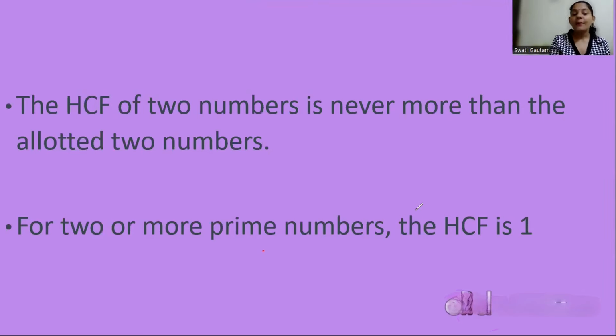Next point is very, very important. If we are talking about prime numbers, which come in the table of themselves only, suppose I am taking prime numbers 2 and 3. These are prime numbers because they are not coming in any table except themselves or 1. So 2 comes in the table of 1 and 2. 3 comes in the table of 1 and 3, right? Only. So what is the common number? Common number is 1. So HCF is 1 only. When the common factor is 1 only, then HCF is also 1. So always remember, whenever you are talking about prime numbers, their HCF is always 1.